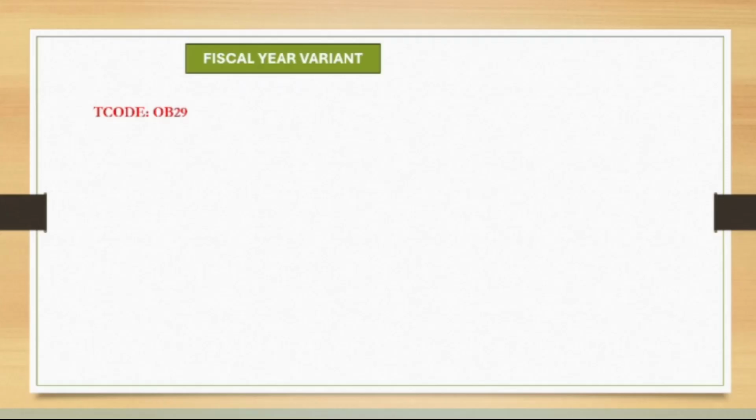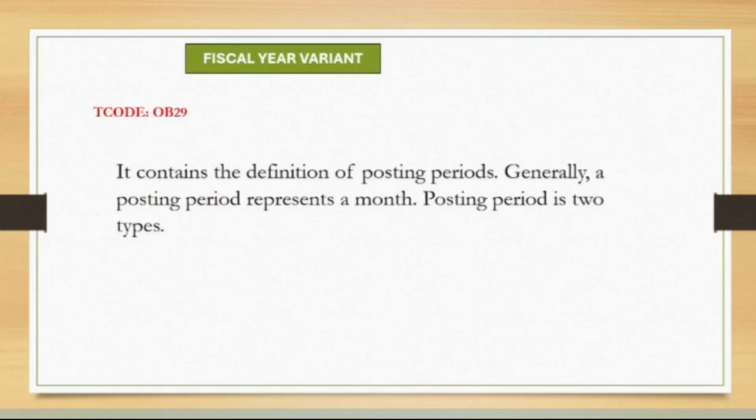So posting periods are two types. One is your normal posting periods and the other one is your special period. So what is this normal posting period? Normal posting periods are used for your transaction purpose. Whatever transactions we do in day-to-day life, those transactions are handled in normal posting periods. And the second one is the special posting period, used for your adjustment purpose.